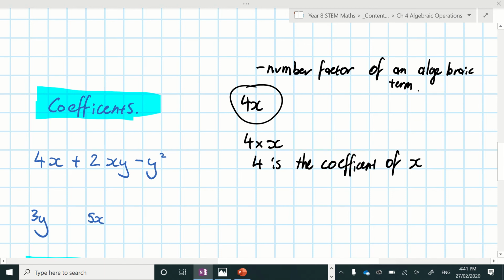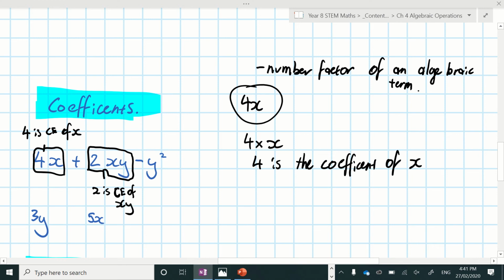So then we can actually look at bigger equations like this: 4x plus 2y plus 2xy take y squared. And we can actually break it apart. So for this top one, we'll start with this first 4x. So 4 is the coefficient, I'll just do CE, of x. For this 2xy, 2 would be the coefficient of xy. The CE of xy.